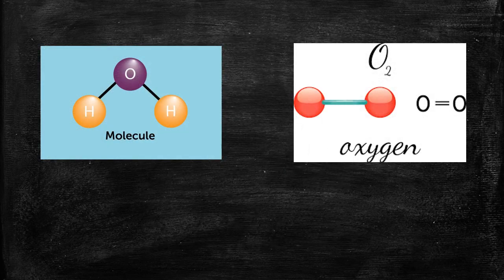When two or more atoms combine together, they are known as molecules. On the screen, you can see on the left hand side two atoms of hydrogen and one atom of oxygen combined together, and that is why they form a molecule. Similarly, on the right hand side, you can see two atoms of oxygen combined together, and hence it is also a molecule.